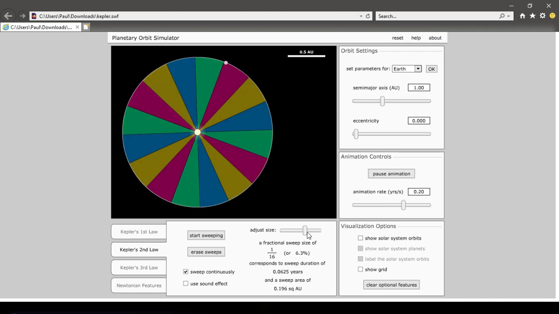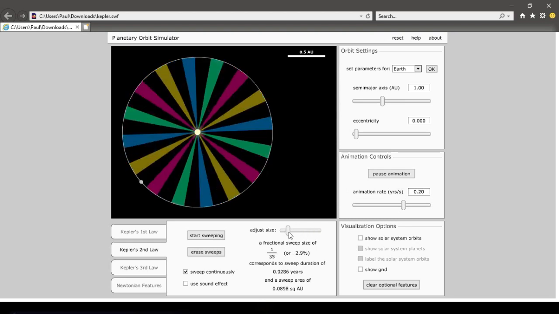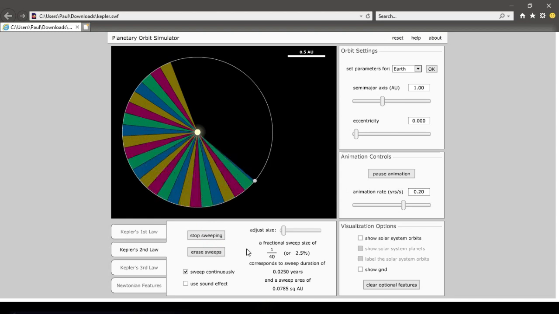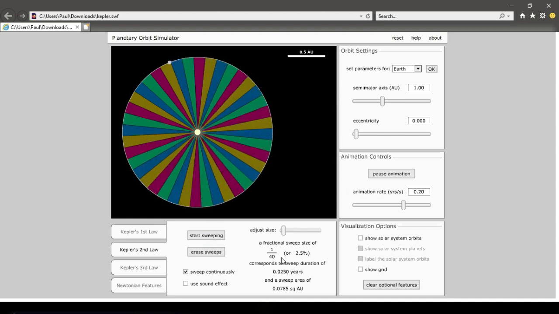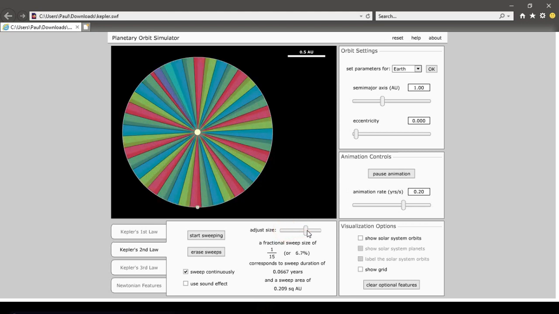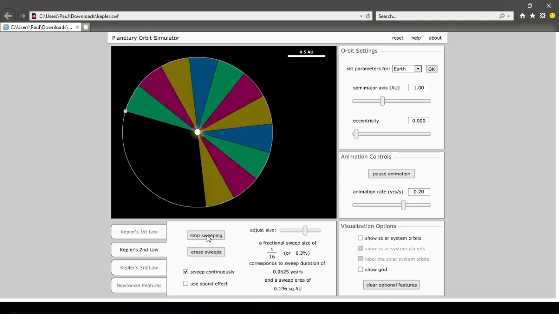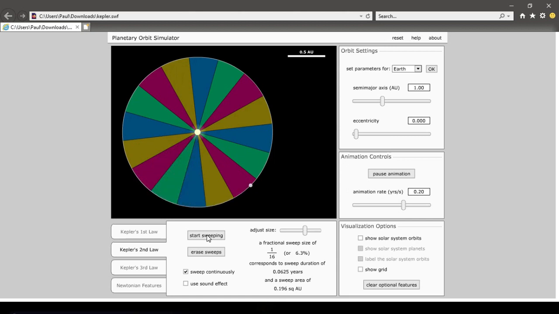We can adjust the size. Let's just erase those and start again. Start sweeping. We can have 40 areas. We can have fewer areas. I'll go back to 16 because it's a nice number to have a look at. So we'll erase those and start sweeping there. So Kepler says that these segments of the orbit are identical in area.